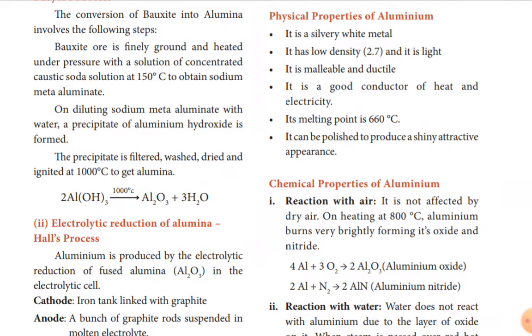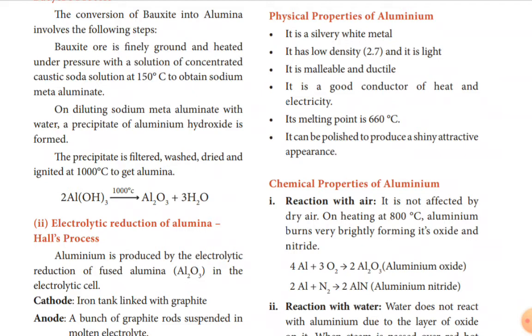Aluminum hydroxide to alumina. So this aluminum hydroxide precipitate is filtered, washed, dried and ignited up to 1000 degrees Celsius to get alumina. The formula for aluminum hydroxide is Al(OH)3. The 2 moles of aluminum hydroxide at 1000 degrees Celsius turn to alumina, Al2O3, that is aluminum oxide, also called alumina, with the 3 moles of water.